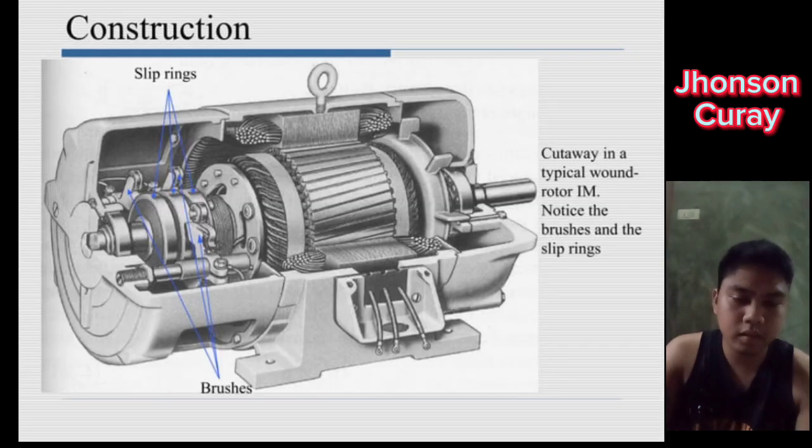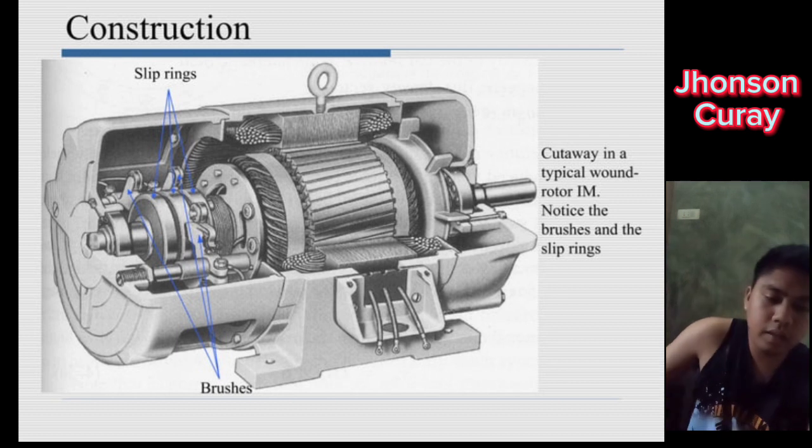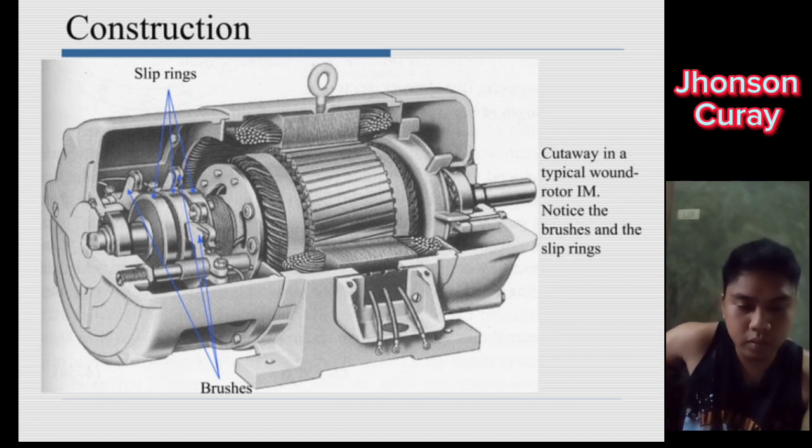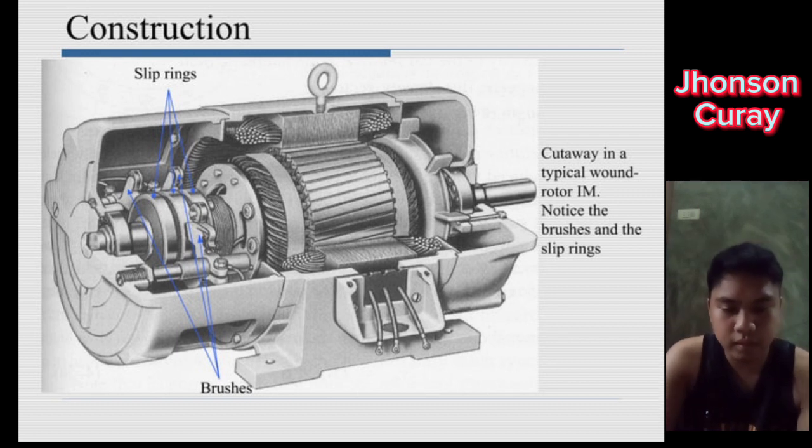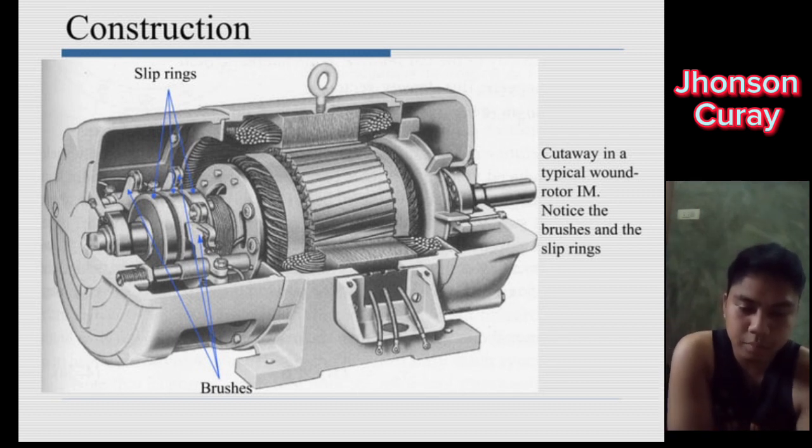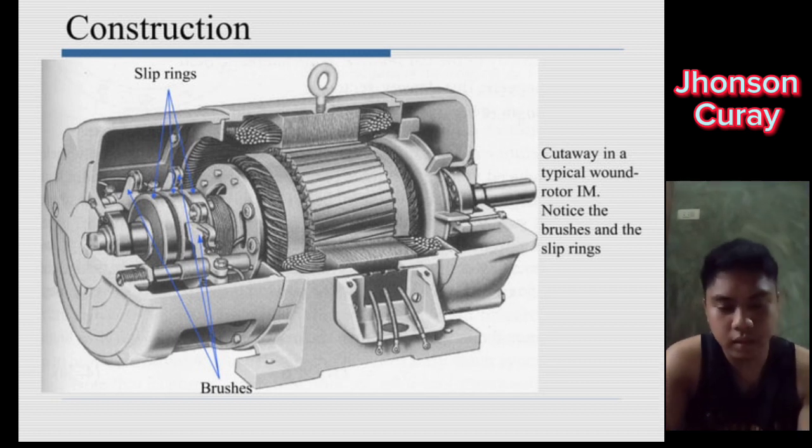These are other examples of rotors. Cutaway of a typical wound rotor induction motor, notice the brushes and the slip rings. So the wound rotor has slip rings and brushes. That is the difference from the other rotors.